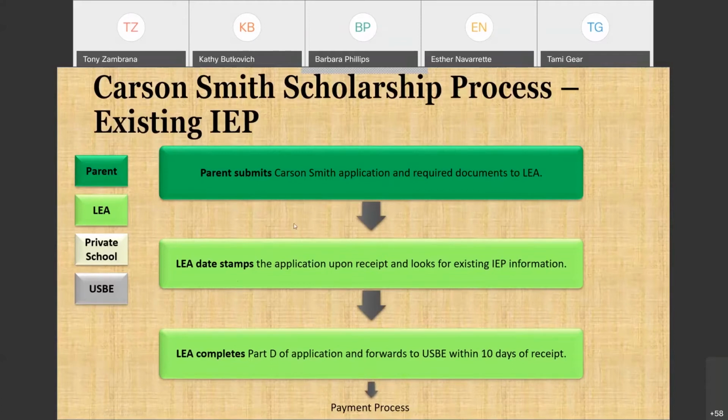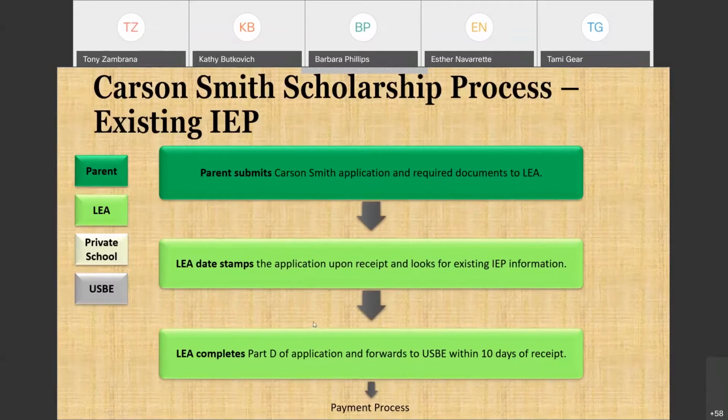And I think it would probably be prudent, when an LEA receives an application, to contact the private school that's listed on that application and give them a heads up. Tony, isn't part of the application a letter of acceptance from the private school? Right. So I would assume that the private school knows that an application should be on its way. I think the question might be that they may or may not be informed when it actually is submitted.